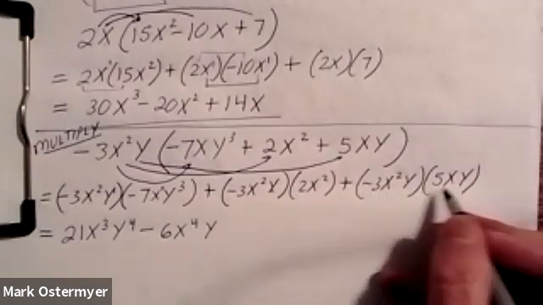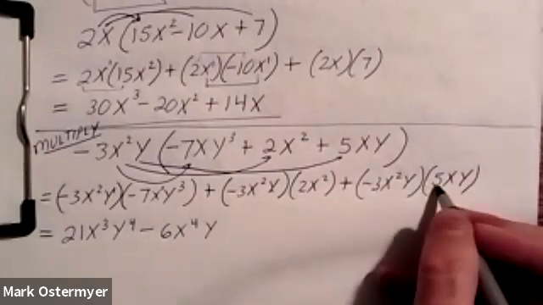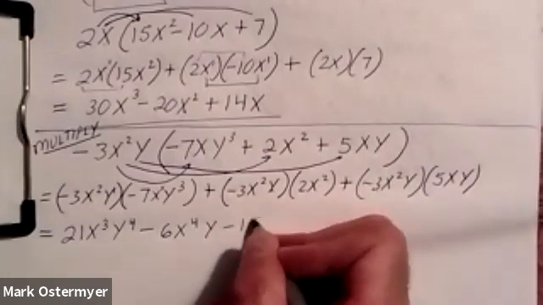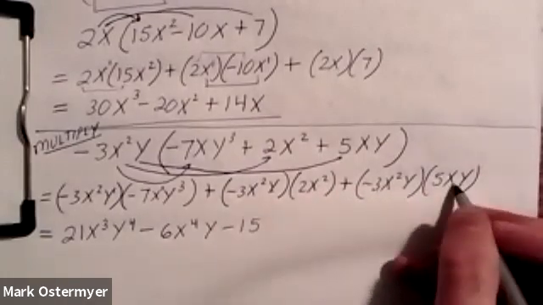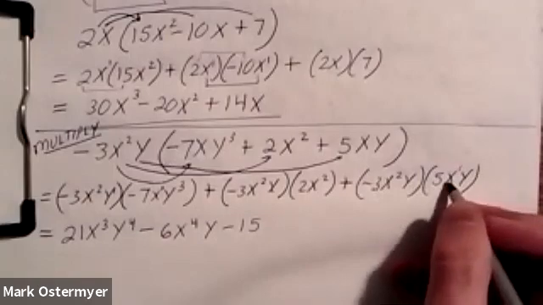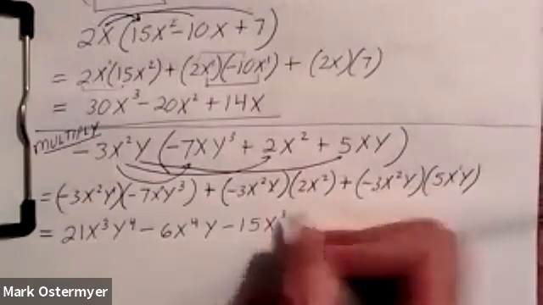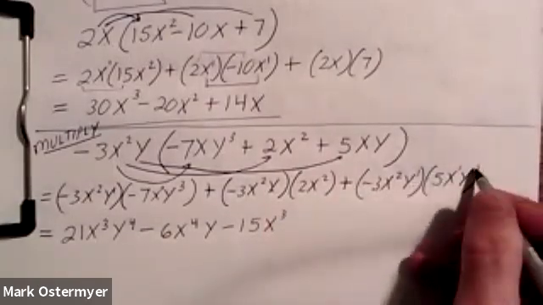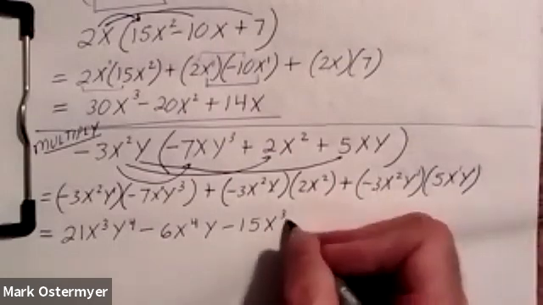Negative 3x squared y multiplied by 5xy. Negative 3 times 5 is minus 15. X squared times x to the first power is x to the third power. Y to the first times y to the first is y to the second power.